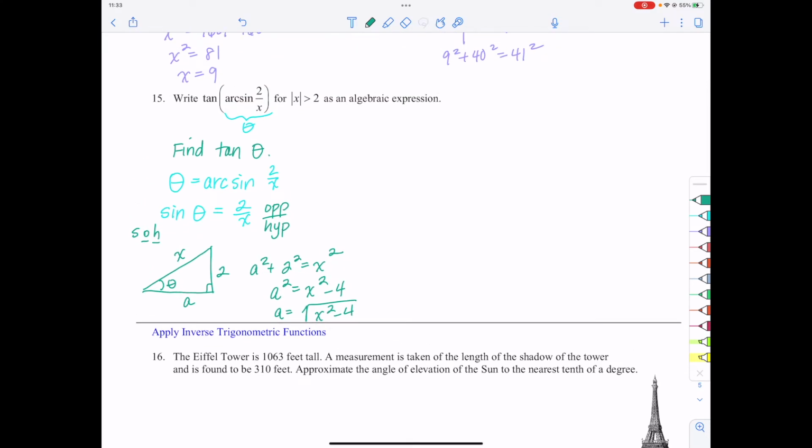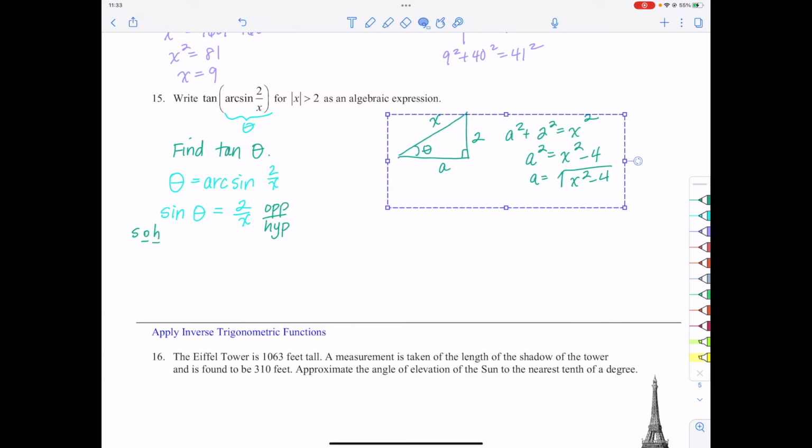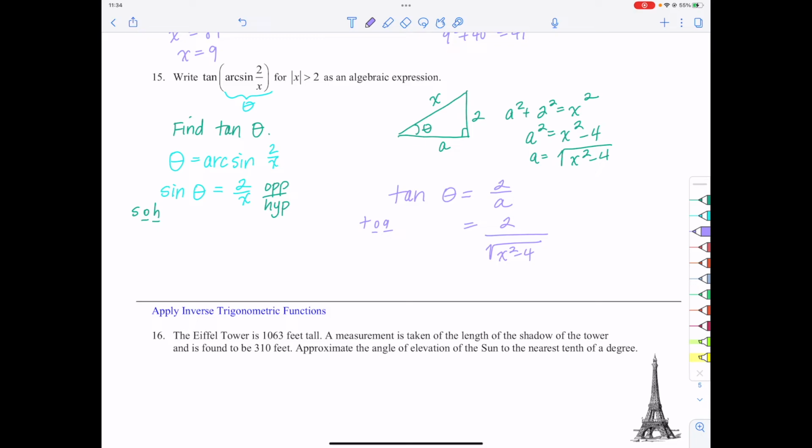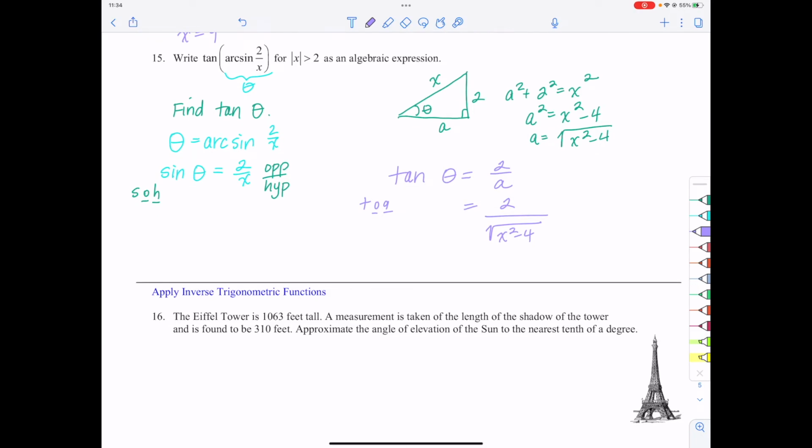So now taking that triangle, we can now write that the tangent of theta, remember that's opposite over adjacent, will be 2 over a. And that's just equal to 2 over root x squared minus 4. Okay, and that will be our answer.